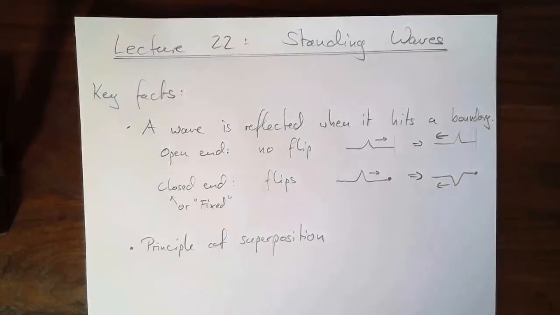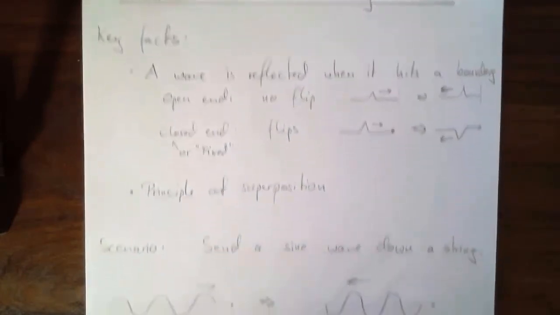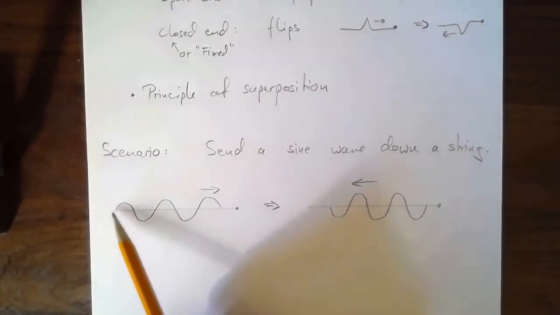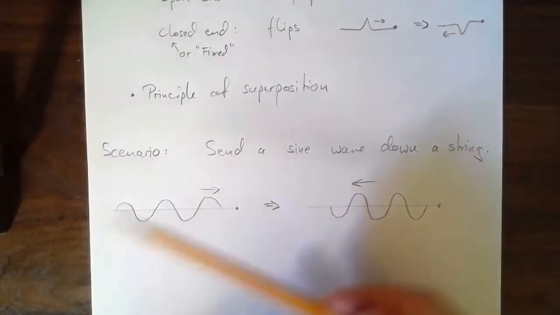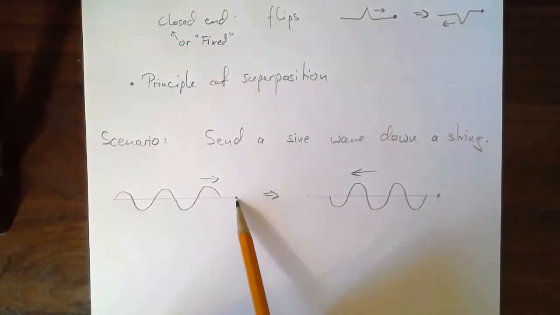So now, the specific scenario we're going to look at is when I send a sine wave down a string. Right? So what does it look like? I'm sending a sine wave down, and I drew it as sort of a finite length, but we imagine it's continuous, it just keeps coming. It then hits an end point. I drew it like a fixed end, but it doesn't really matter.